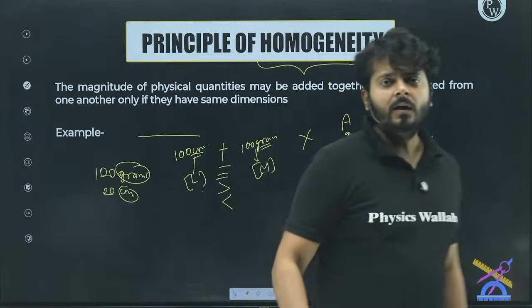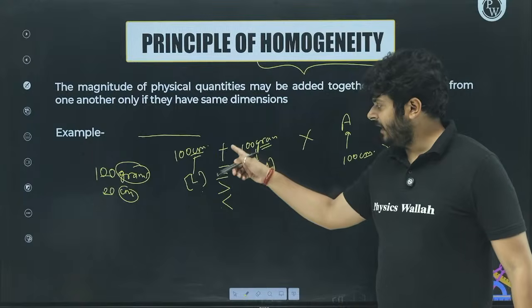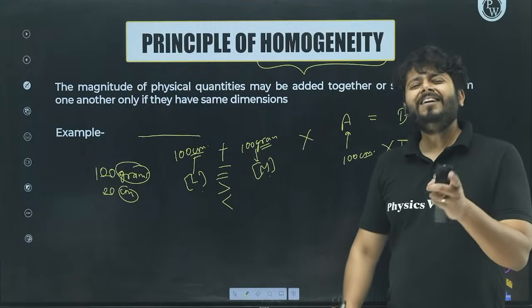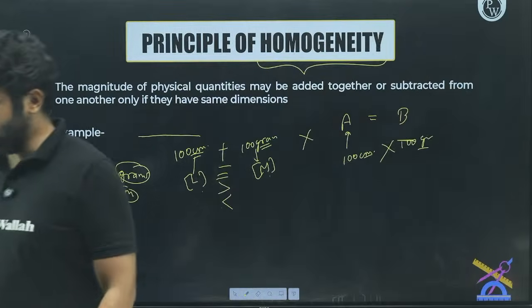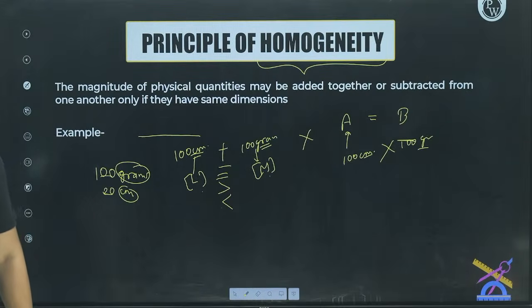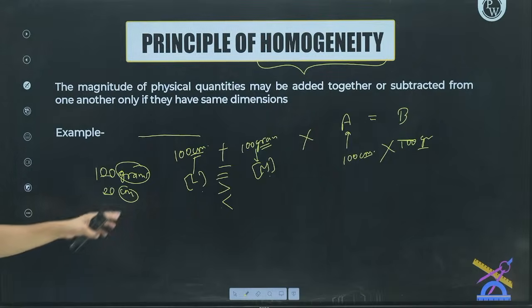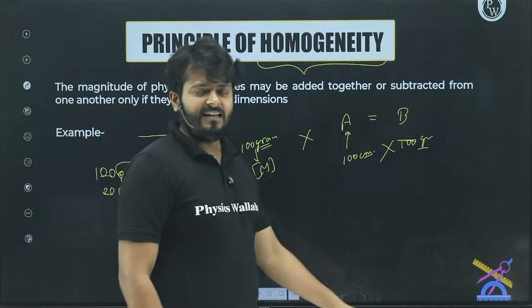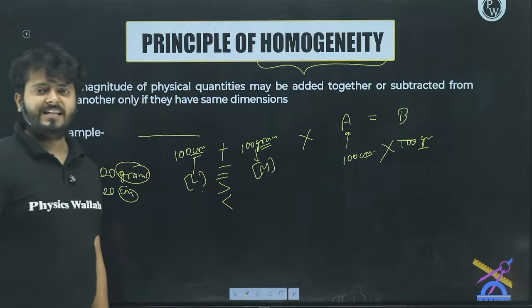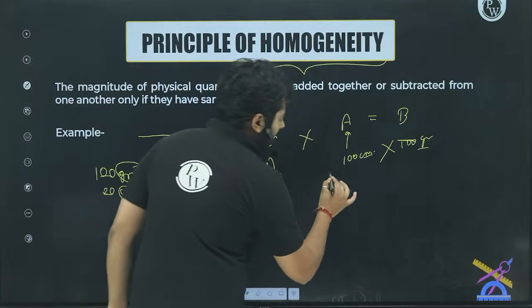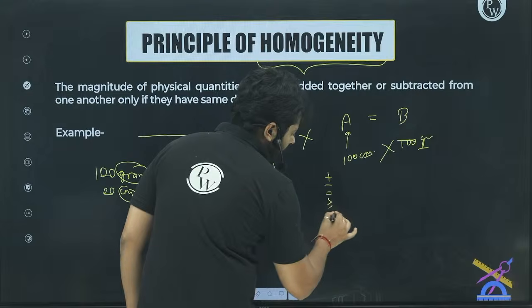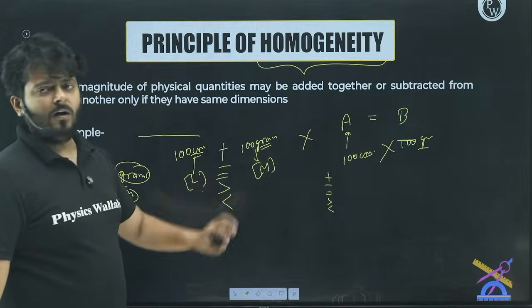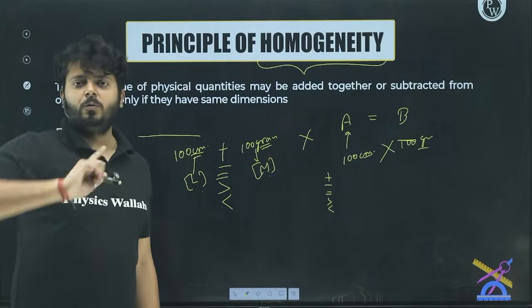So two physical quantities cannot be related just like that if they do not have the same dimension. They cannot be added, subtracted, have an equals sign between them, or be compared with greater than or less than if they do not have the same dimensions. And the opposite is also true.